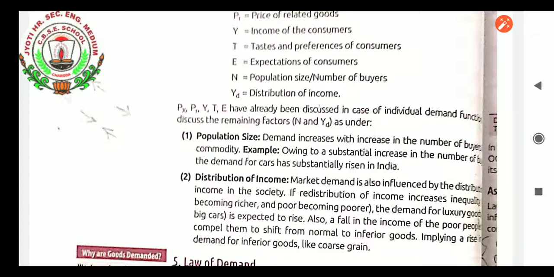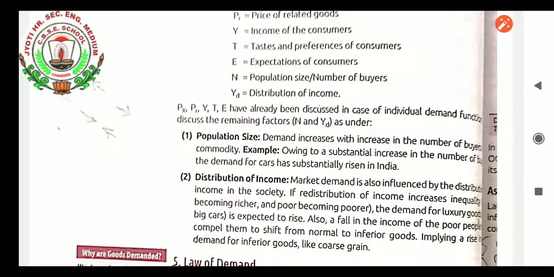Example, owing to a substantial increase in the number of buyers, the demand for cars has substantially risen in India. Distribution of income. When we see distribution of income, market demand is also influenced by the distribution of income in the society. If inequality increases, then the rich become richer and the poor become poorer.